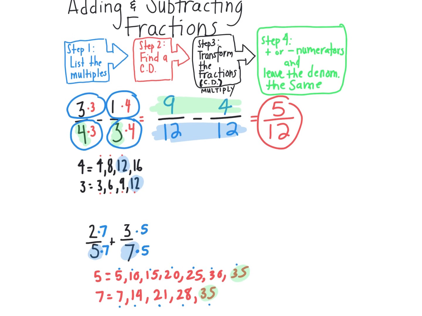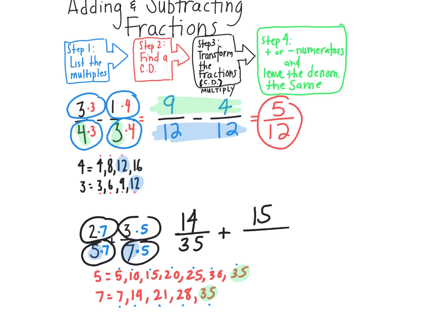Okay, so now let's make our new problem. I have a fraction, a plus, and another fraction. For this first one, 2 times 7 is 14, and 5 times 7 is 35. And then 3 times 5 is 15, and 7 times 5 is 35. All right, so we transform them with a common denominator. You notice that these are the same, so that's exactly what we were supposed to do.